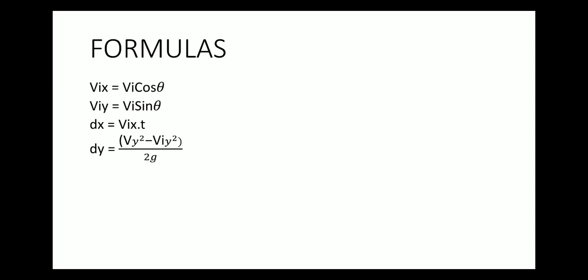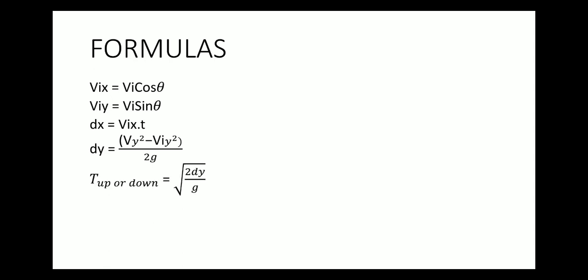So let's have an example. Or before the example, let's have the formulas that we need to use. For Vix, it is equal to Vi cosine theta. Viy is equal to Vi sine theta. Dx is equal to Vix times the time. For dy, we have a new formula: open parenthesis, Vy squared minus Viy squared, close parenthesis, over 2g.